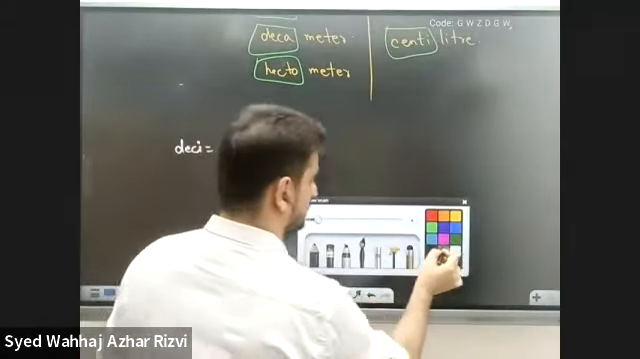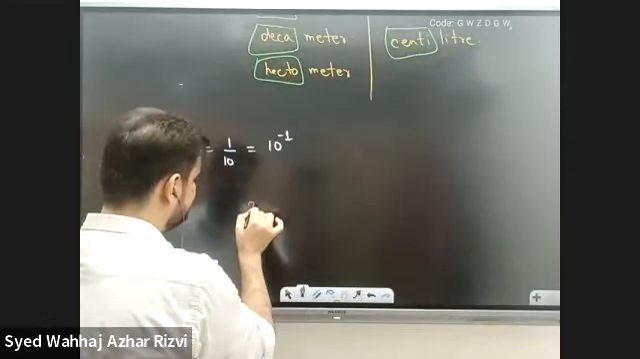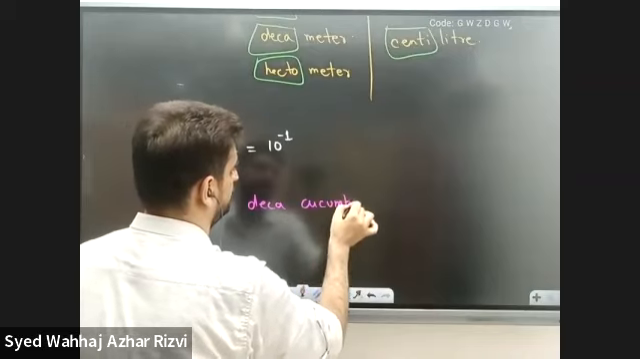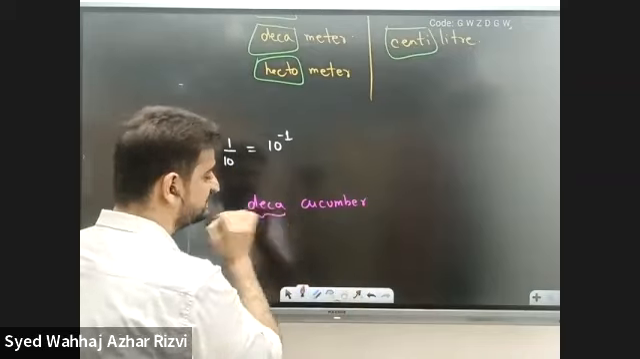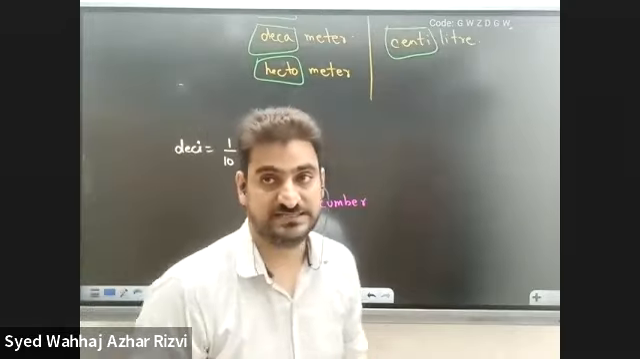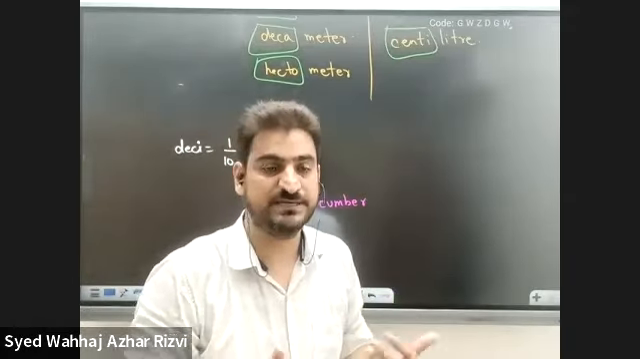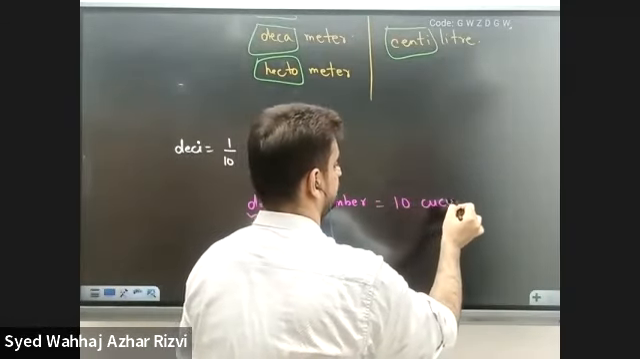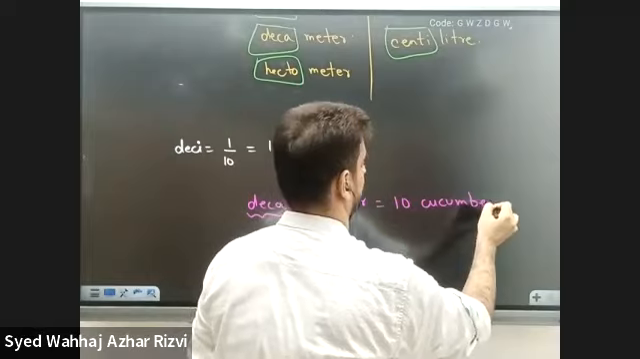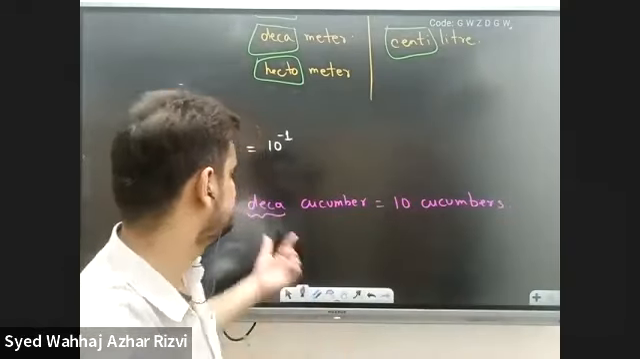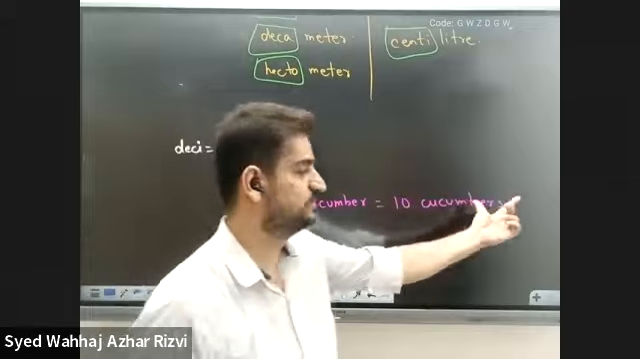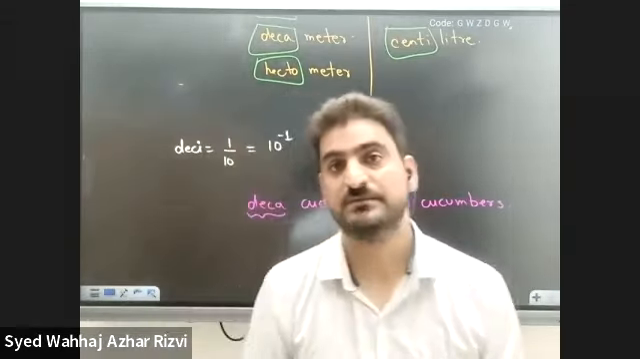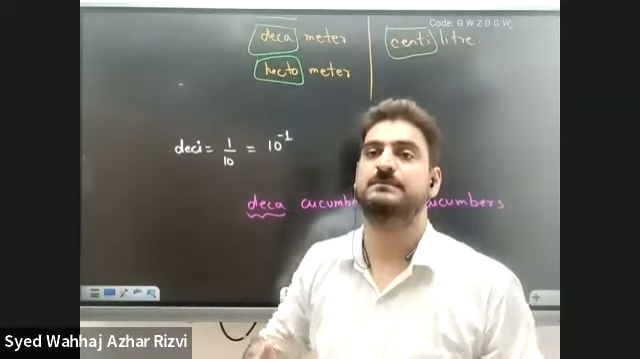Also, there is a word known as deca. Deca cucumber. The word deca means it is multiplied by 10. It is not divided by 10. It is multiplied by 10. It means we have 10 cucumbers. What is 10 cucumbers? Deca cucumber. Deca cucumber is 10 cucumbers. Why? Because deca means 10. It simply means 10. It is not divided by 10, it is multiplied by 10.